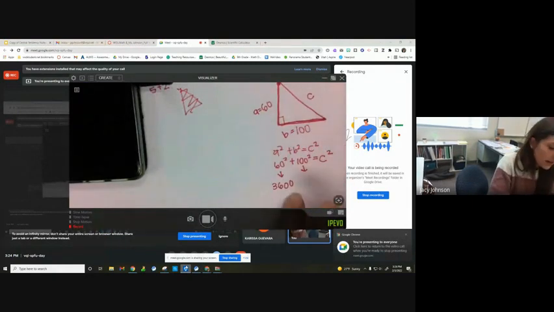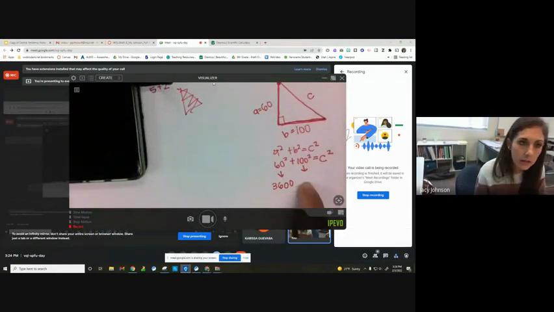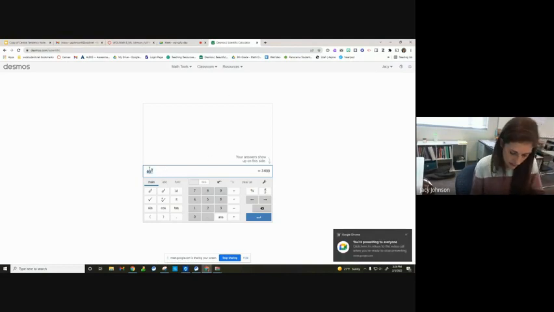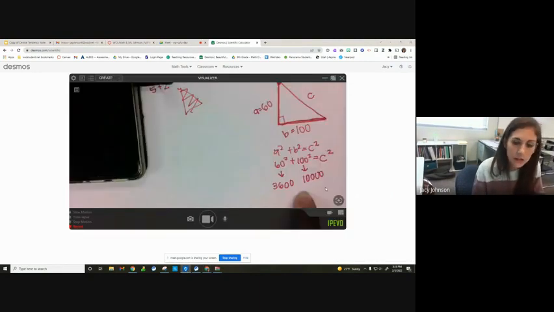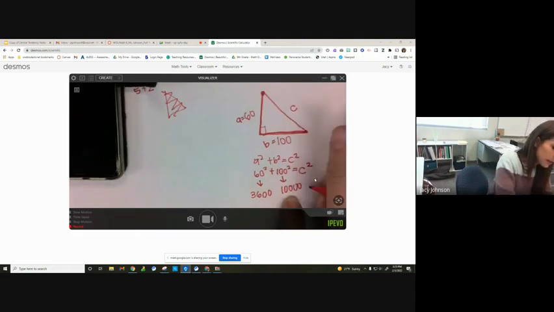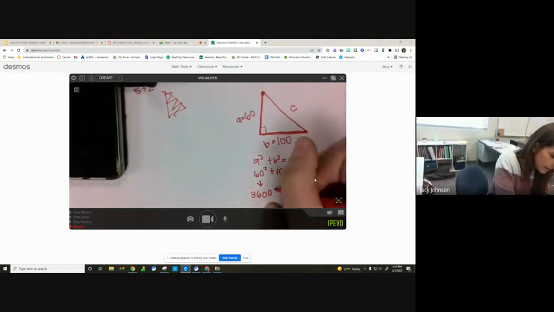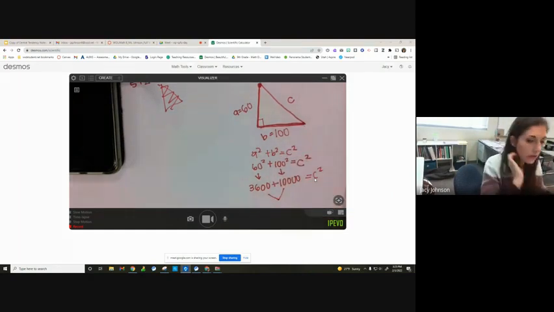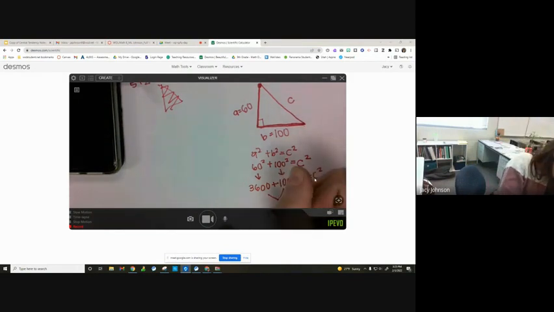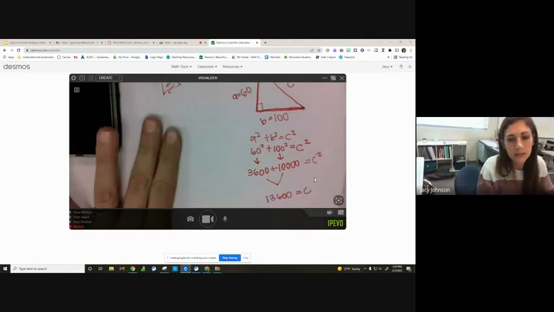3,600, 100 squared, if I use my calculator, is to the second power 10,000. Okay, so I have my 10,000 equals c squared. Don't forget to add that plus sign. Now I'm going to add those two numbers together. So 3,600 plus 10,000 is 13,600, which is equal to c squared.